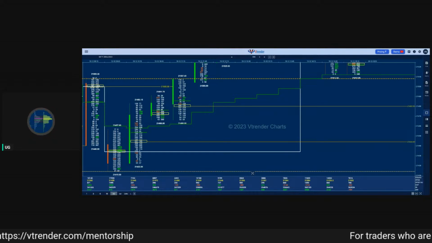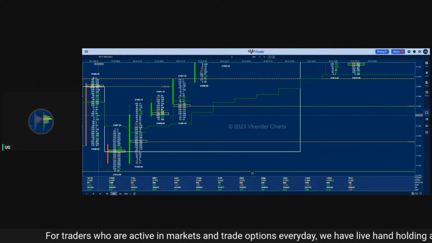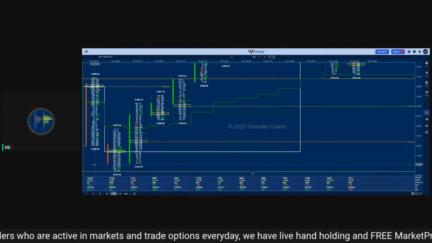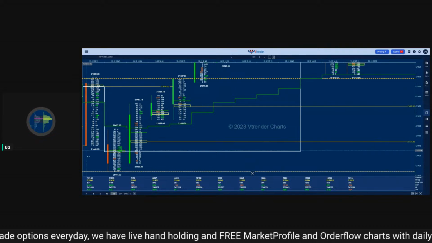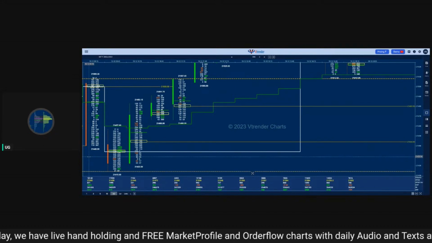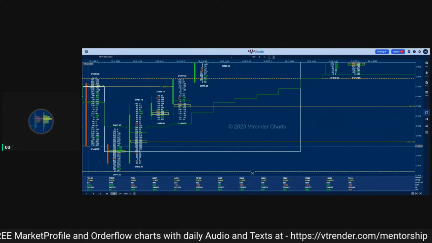So right now what you have on the screen is the 30-minute Nifty futures order flow chart of today. As you can see, I'll just take my mouse. This is the first period, the A period from 9:15 to 9:45, and you can see we have formed a red candle. We have opened around the highs and we have closed around the lows.